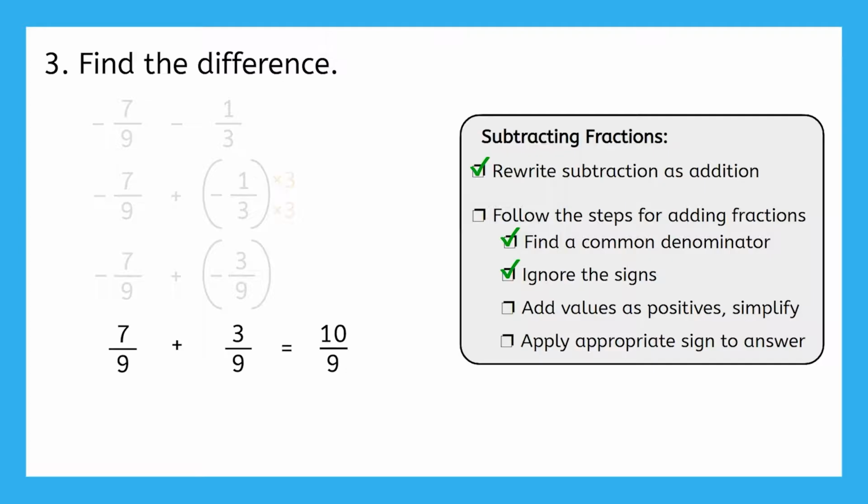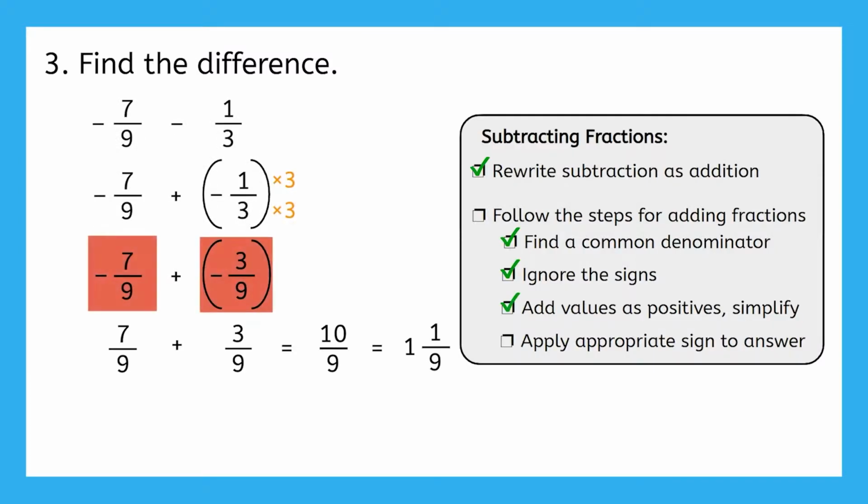Do we need to simplify? Well, since this is an improper fraction, we should change our answer to a mixed number. Dividing 10 by 9 shows that it's equivalent to 1 and 1/9. Finally, should the answer be positive or negative? Right, the answer is negative 1 and 1/9 because we combined negatives.